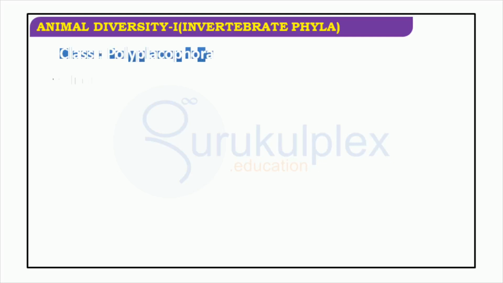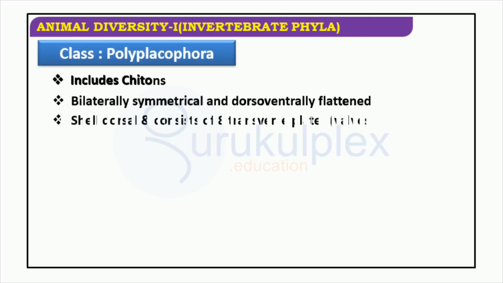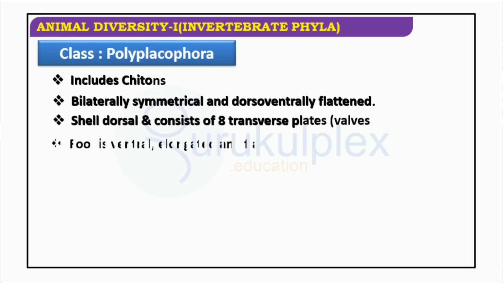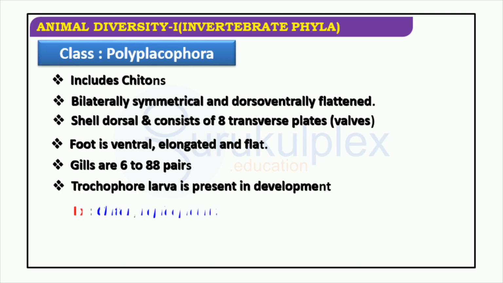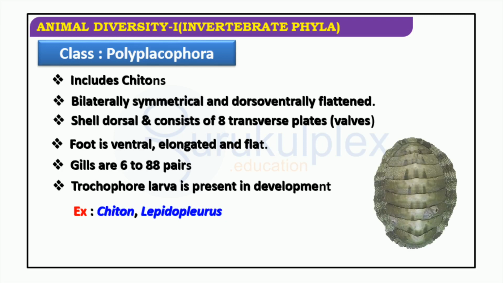Exploring the characteristics of the chiton, which belongs to the class Polyplacophora, the mollusk is bilaterally symmetrical and dorso-ventrally flattened. Its shell is composed of 8 transverse plates, or valves, and a set of gills that can range from 6 to 88 pairs. Development includes a trochophore larva. The foot of the chiton is ventral, elongated, and flat.